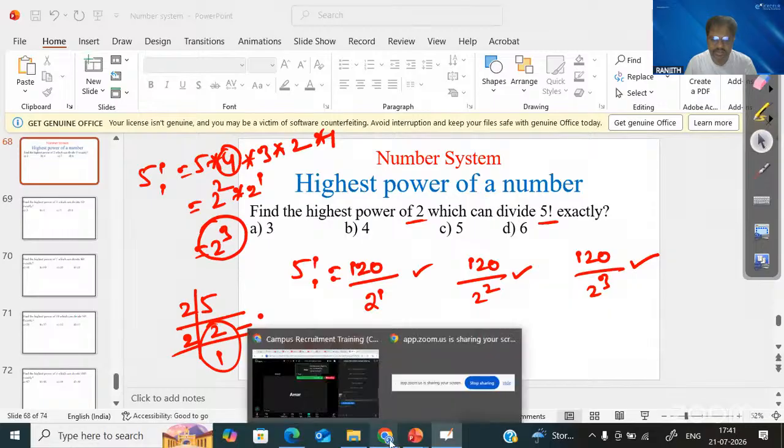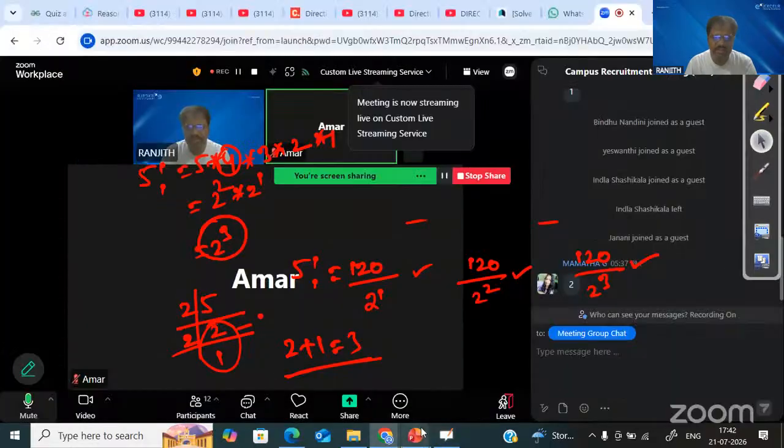Highest power of 2 will be equal to 3. And the next question.